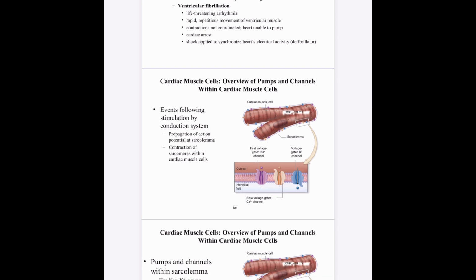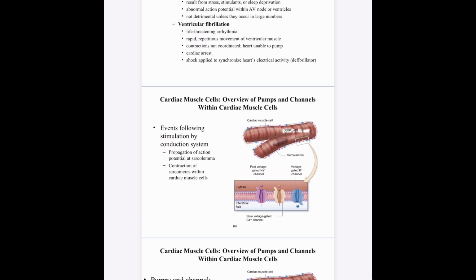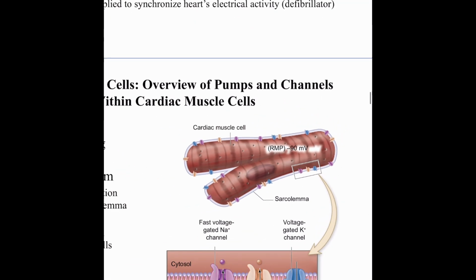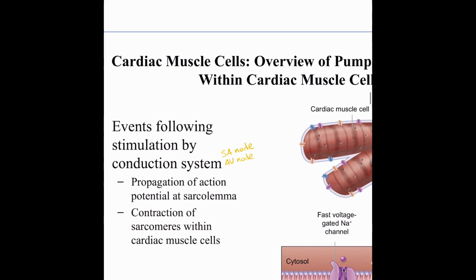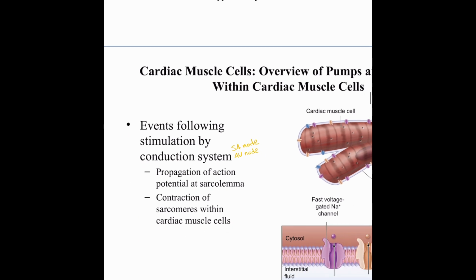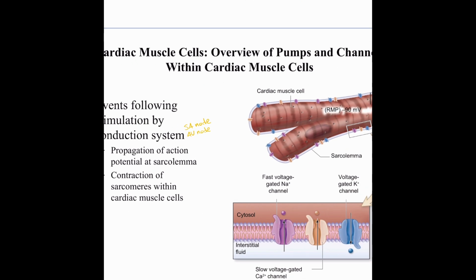We're going to get into the cardiac muscle cells. So at the cardiac muscle cells, this is essentially what happens after the conduction system, right? The conduction system, again, is the SA node, AV node, the interventricular right and left bundles, and then our Purkinje fibers as well, right? So these are providing the signal. They do not spread the signal. The signal is then spread through the gap junctions of our muscle cells.